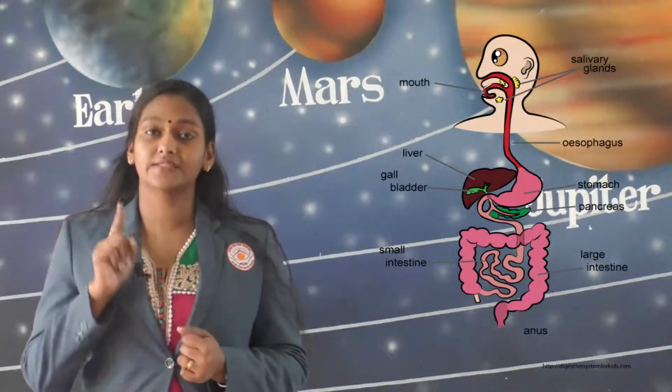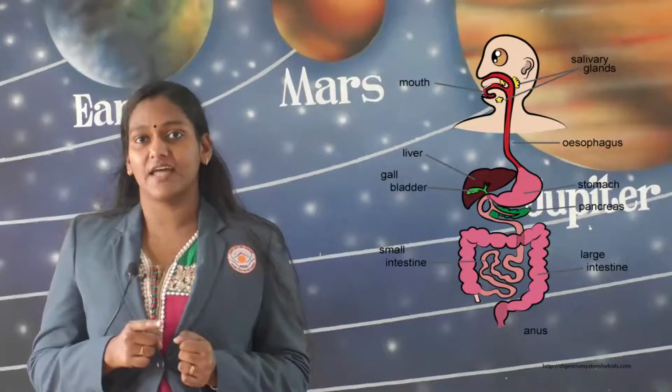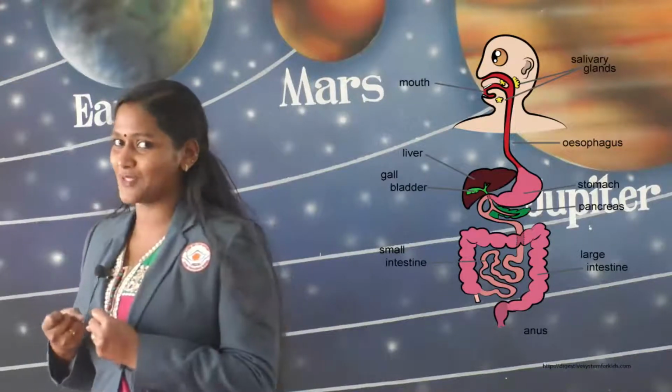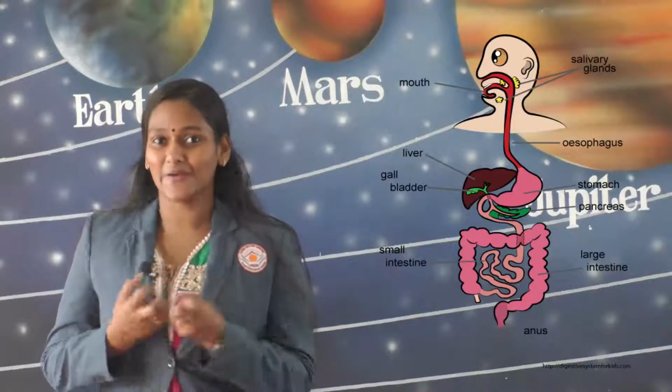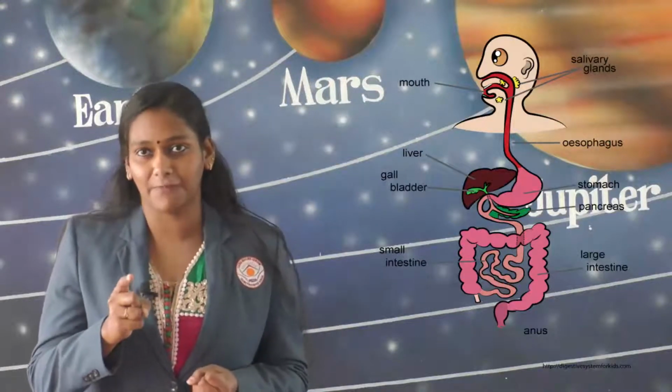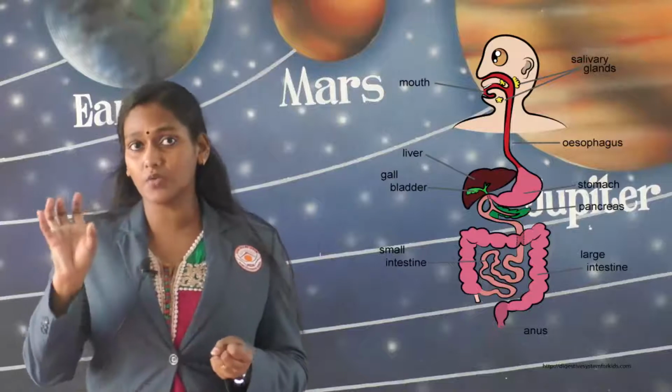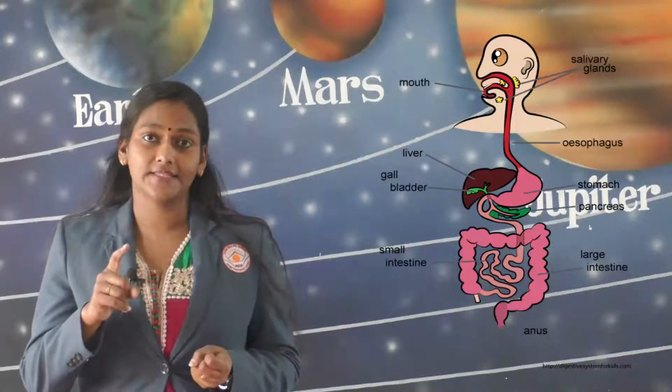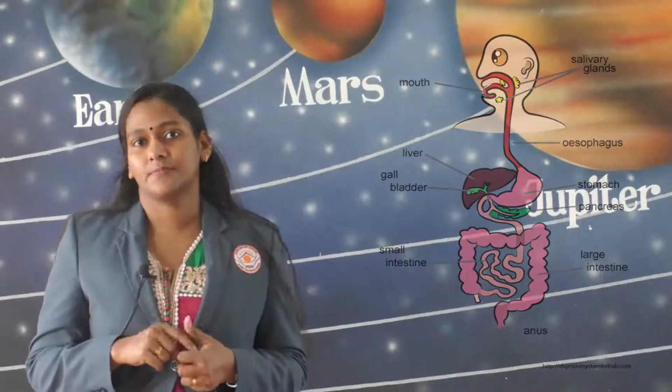Then the food passes through the large intestine, where water is reabsorbed, and the waste is passed out of the body through the anus in the form of feces.